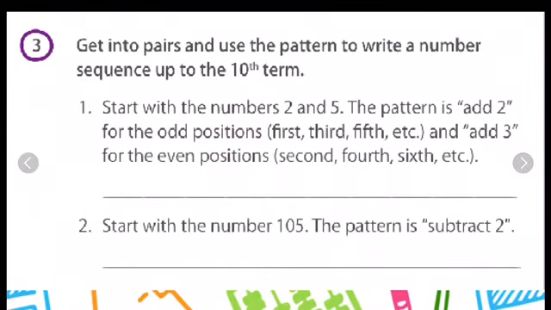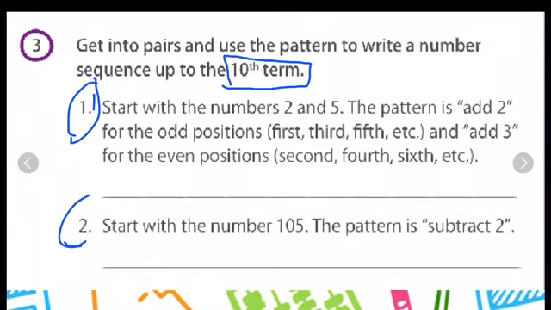On exercise number 3, it says get into pairs. In this part, we're not doing it in pairs, but let's do it together. It says use the pattern to write a number sequence up to the 10th term. So we have to observe this pattern that they have here and do it all the way to the 10th term, the 10th position. That means you have to analyze each exercise and see what they are giving you and what you have to do.